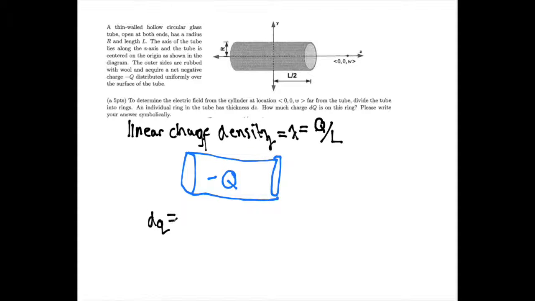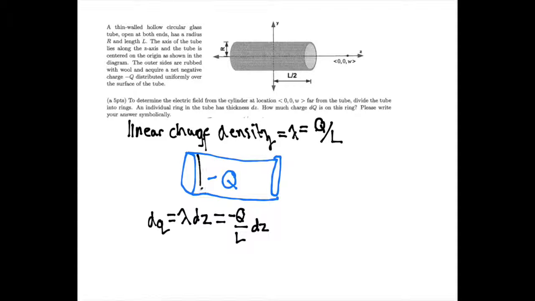Now another formula to know is dq equals lambda times dz, where dz is each tiny slice of the total cylinder. So dz is the width of the ring. When we calculate lambda to be Q over L, we change this formula into Q over L dz. Don't forget our negative sign. And this is our answer.